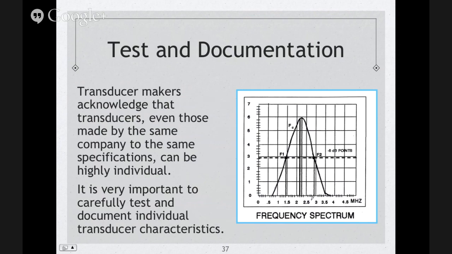Test and documentation. Transducer makers acknowledge that transducers, even those made by the same company to the same specifications, can be highly individual. It is very important to carefully test and document individual transducer characteristics. Okay. So not all transducers are the same, right?